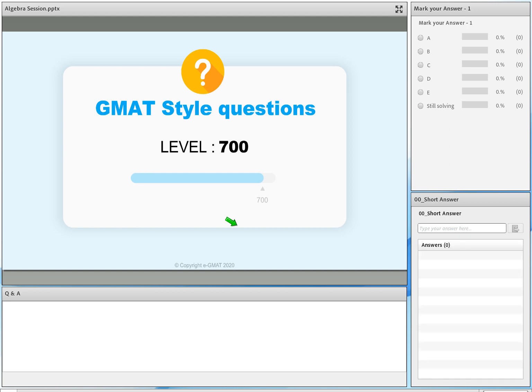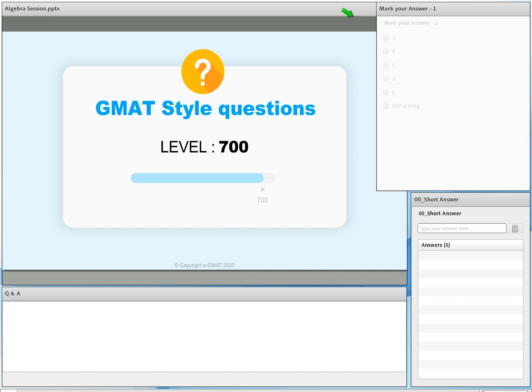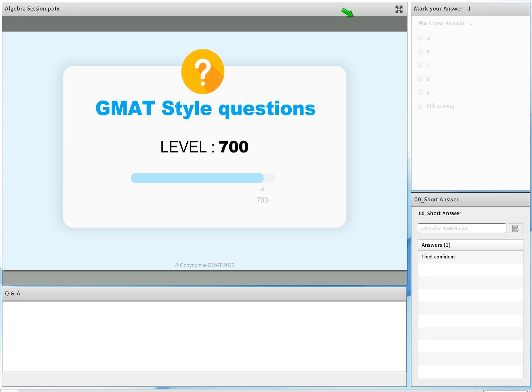All of the 600, 700 level questions are over. Write down in the chat box how you feel about this. What do you think? Are you happy with the session? What all do you think you've learned today, and how this is going to help you beyond this? I feel confident. Wow. Sweet and simple. That's the goal here.